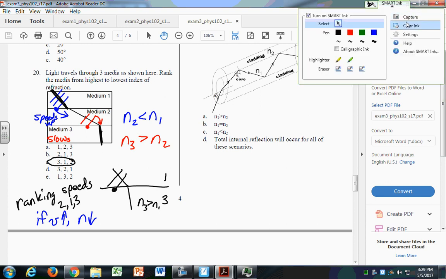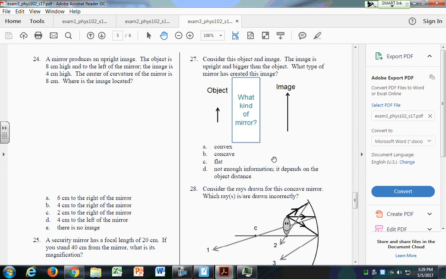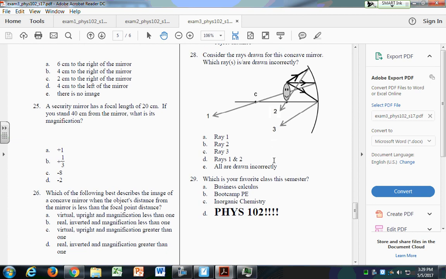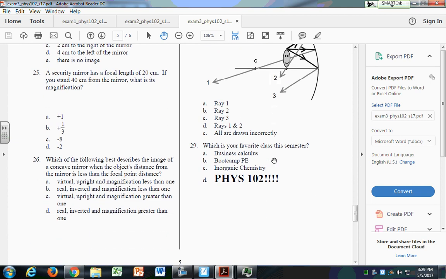I know this is fast, y'all, but we have a lot of stuff, so if I go too fast, you just stop me. Okay, so on this one, a couple things that you need to recognize, because I don't usually tell you the type of mirror, but a security mirror is a convex mirror, and further, it has a negative focal point. So first of all, the big thing is the focal length is negative 20. If you stand 40 centimeters, that's P, from the mirror, what is its magnification?